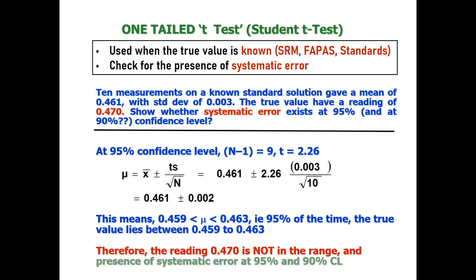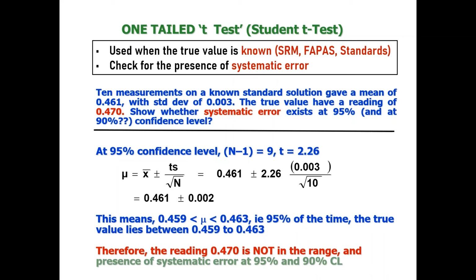Now check whether using a statistical test will support our judgment. Put in the value. What's the value of t? 2.26 from the table at degree of freedom of 9. Then you put all the values in the formula, and you get 0.461 plus minus 0.002 or 0.003. If you put it as 0.002, this means that the true value is greater than 0.459 and less than 0.463 at 95% of the time. So the true value is predicted to be within that range, the confidence interval.